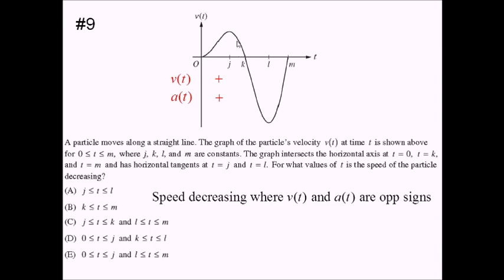Next interval, that's positive velocity, and since we're going down now, that's negative acceleration. Next interval, we have negative velocity because we're below the x-axis, and since we're still decreasing, we have negative acceleration. From l to m, we have still negative velocity, but now we're going up, we're increasing, so that's positive acceleration. Looking at where we have opposite signs, this confirms what we saw earlier, that the intervals we want are j comma k and l comma m. So that's going to be answer choice C, j to k and l to m in old school inequality notation.